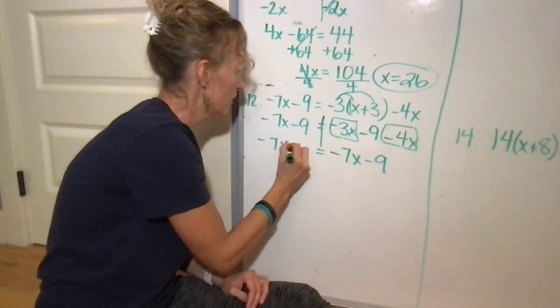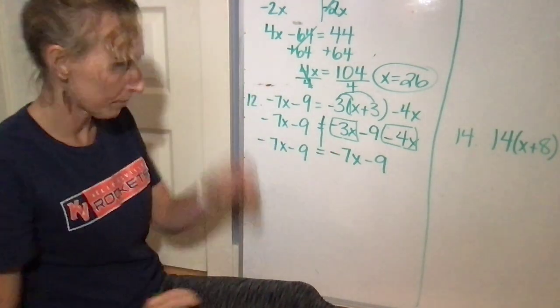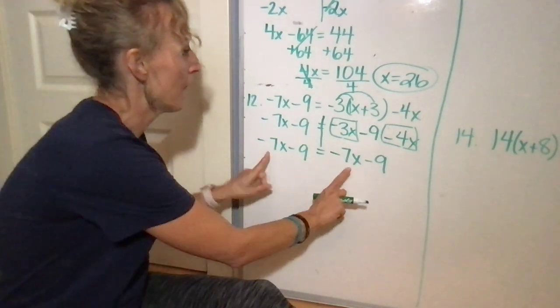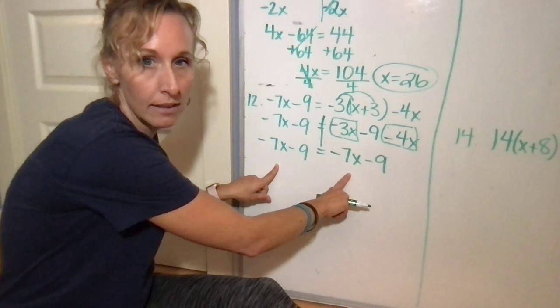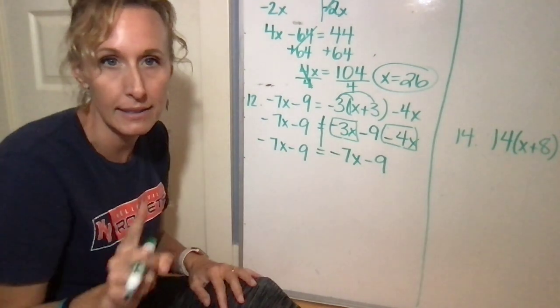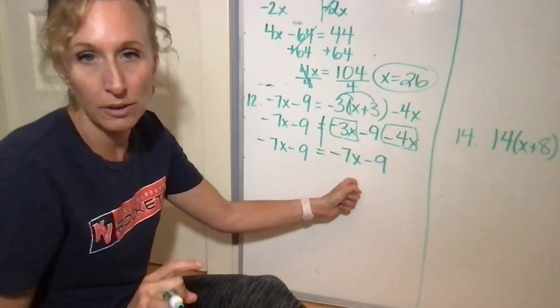This side, we didn't do anything to that, so let's put that down. Okay, we still have 2 x's, and they're on opposite sides. Since they're on opposite sides and we're down to 2, one of them has to cancel. I always cancel the one on this side.